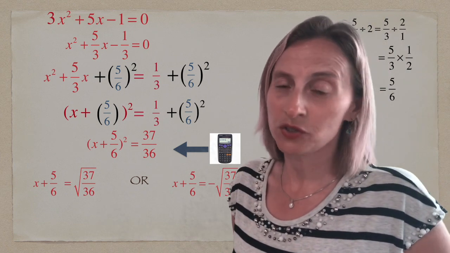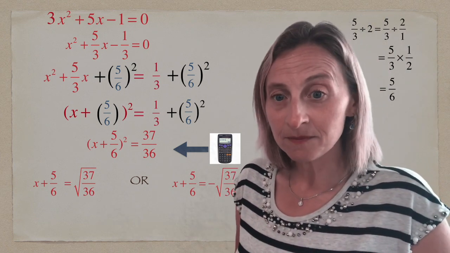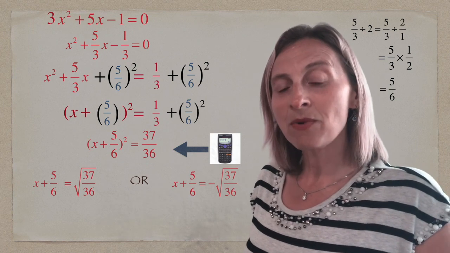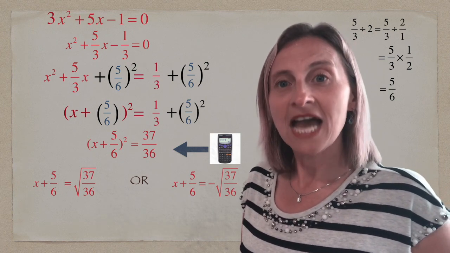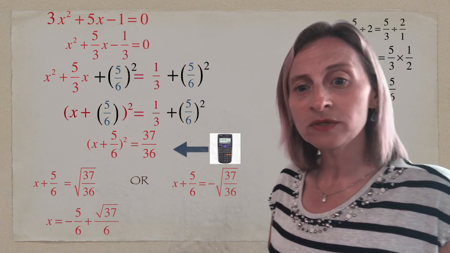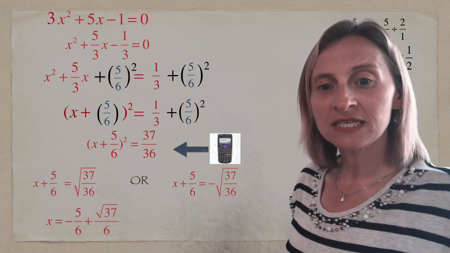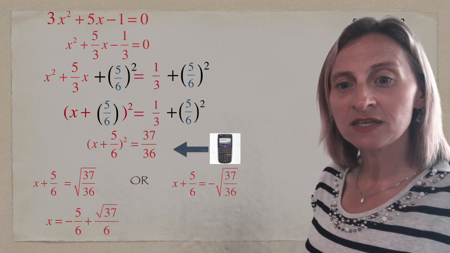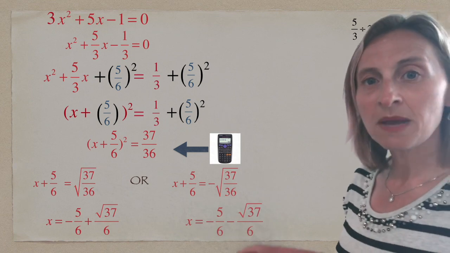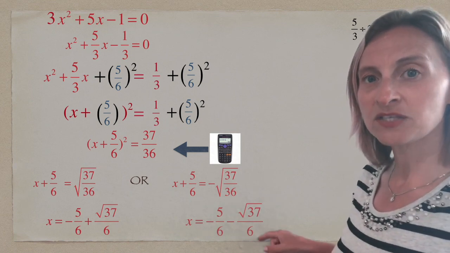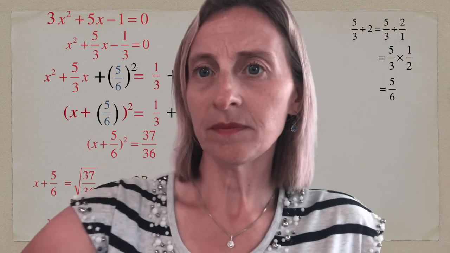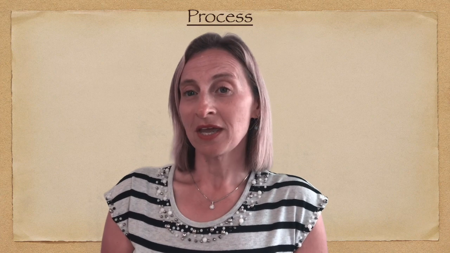Most people would know that the square root of 36 is 6. So we should be able to write our next line of working as being x equals minus 5 over 6 plus root 37 over 6, or x equals minus 5 over 6 minus root 37 over 6. So I hope that you're slowly starting to understand how to do completing the square, and it's not as daunting as it was originally. Just remember that it's really a process.